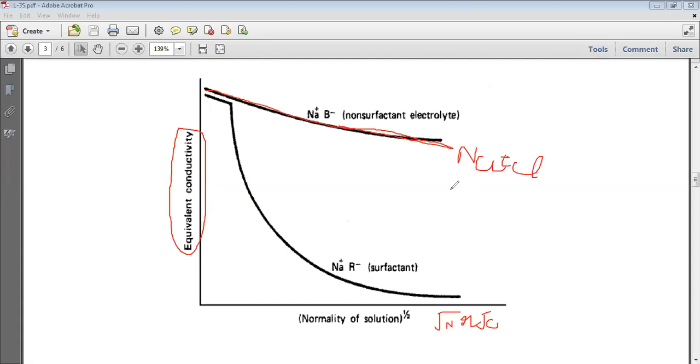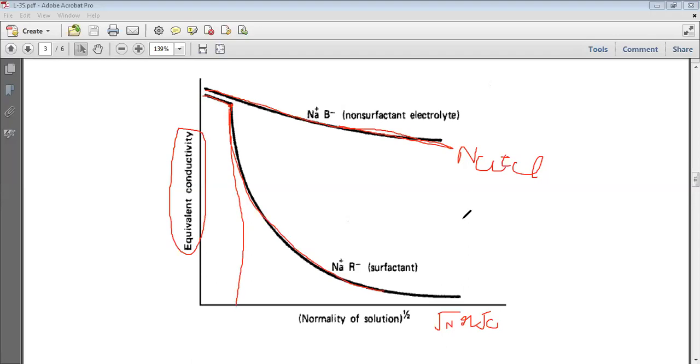Okay, but when you take a surface active agent, at the initial stages it shows an electrolytic behavior up to this stage, and from then it shows an abrupt decrease in the equivalent conductance. So this point where it shows a different slope, or changes its pattern from the straight line, is basically taken as the CMC.